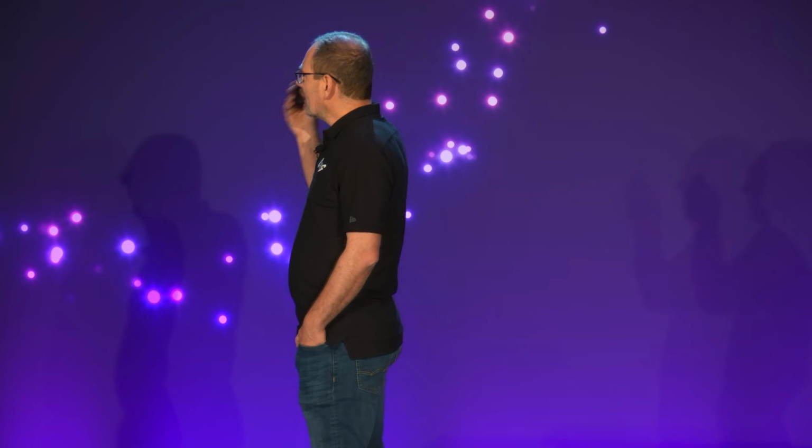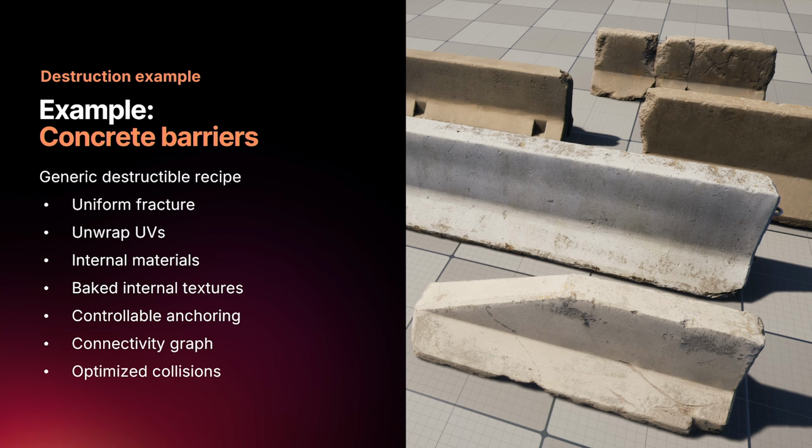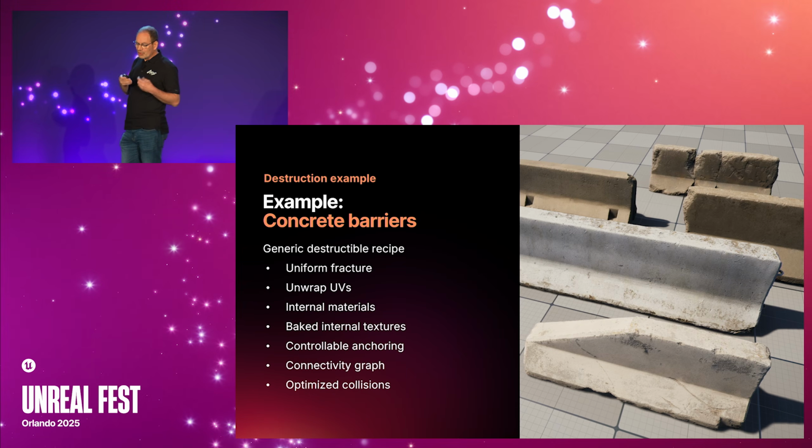Okay, so let's say we want to do concrete barriers, simple, used almost everywhere in every game. We want to generate a destructible recipe, kind of a uniform fracture. Of course, we want the inside to look good, so we want to unwrap the UVs, have internal materials, and bake some internal texture to do some interesting material work. We want control over anchoring, so they're nicely anchored on the ground, and a good-looking connection graph, so that when you destroy it, it doesn't crumble all at once. And of course, some optimized collision.